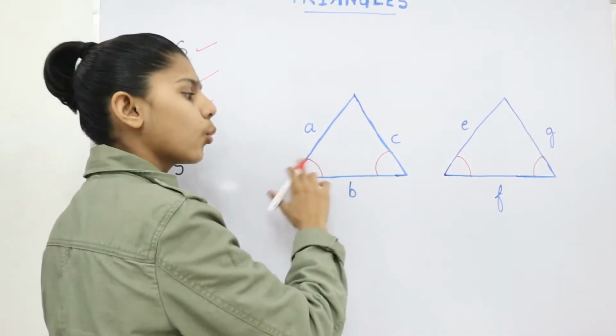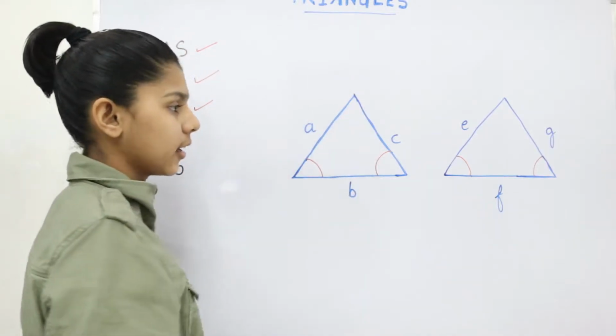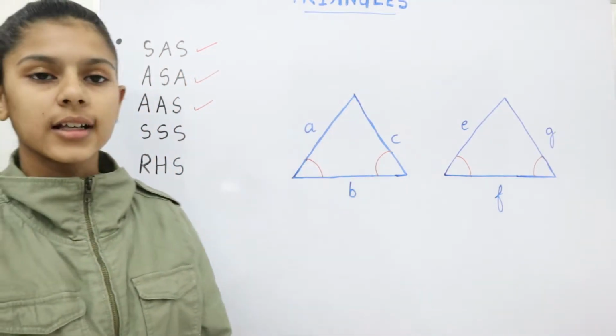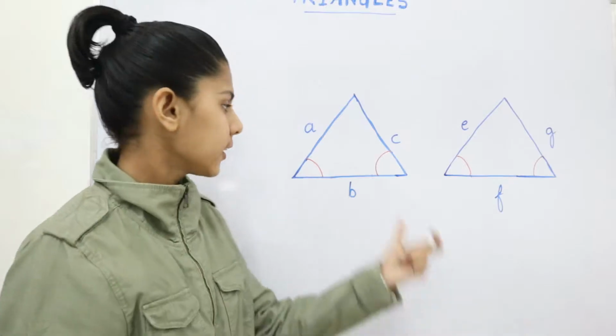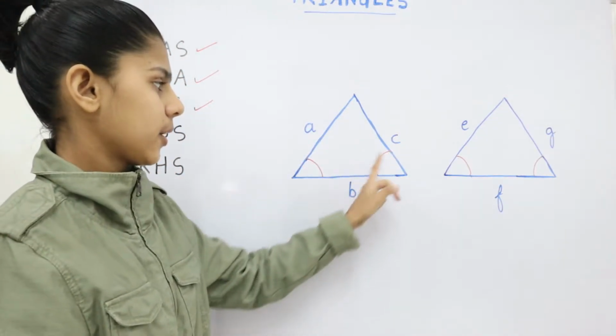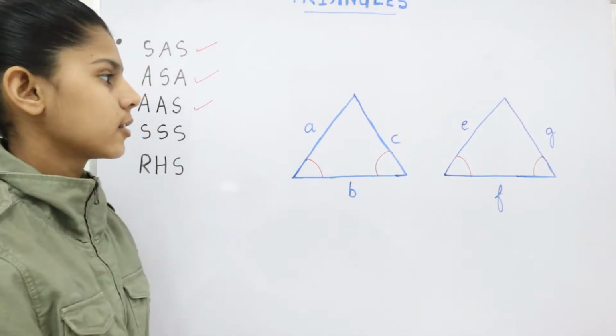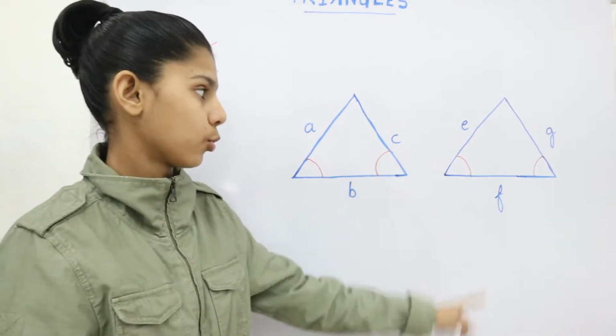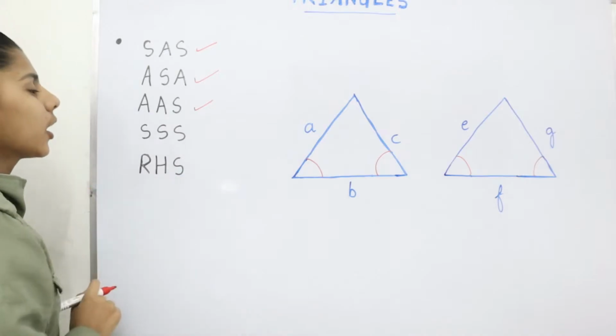Third criteria is AAS, means angle, angle, side. Means any two angles and one side are equal in both the triangles, then also they will be congruent. Any two angles and any side, it can be A, B or C, then also the triangles will be congruent if they are equal in both the triangles. This is the third criteria.